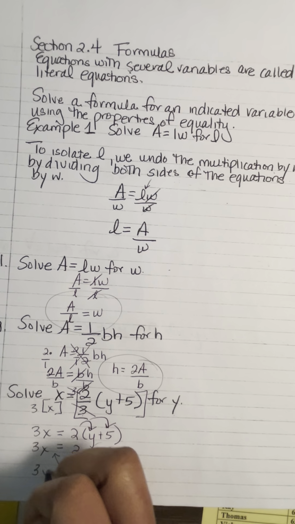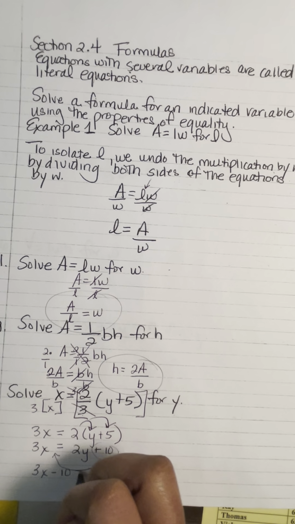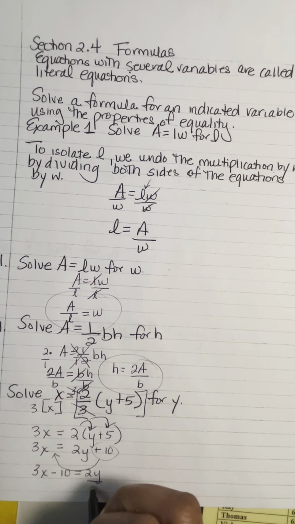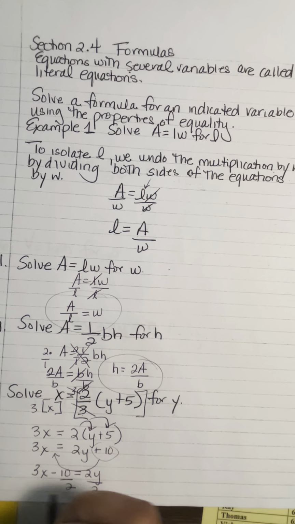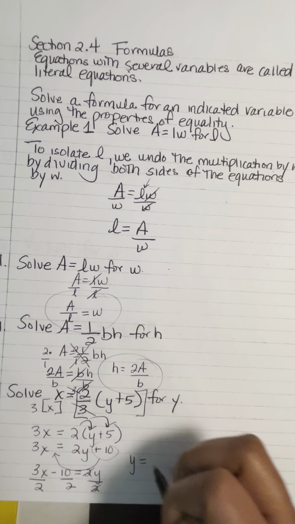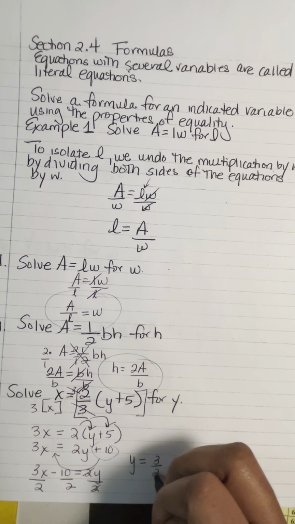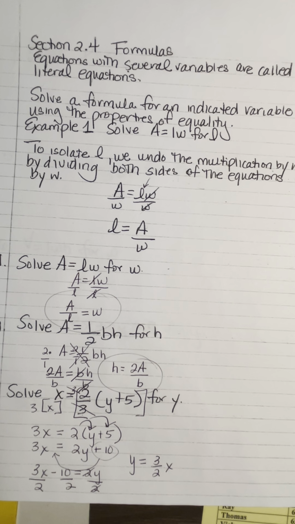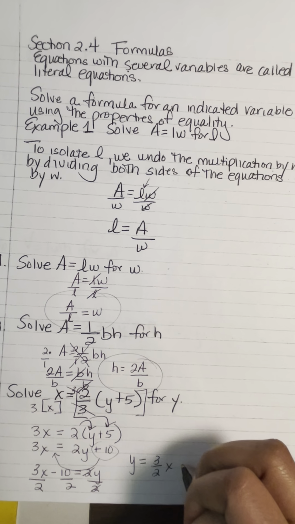So here I have 3x minus 10 equals 2y. So far, so good. Well, you want y, so let's divide everything we see by 2. Okay. So this would be y equals 3 over 2x, which is what you would have had if you would have flipped it over.